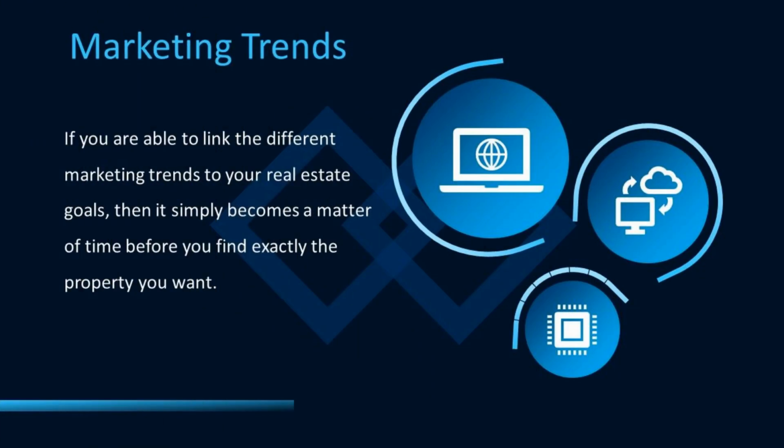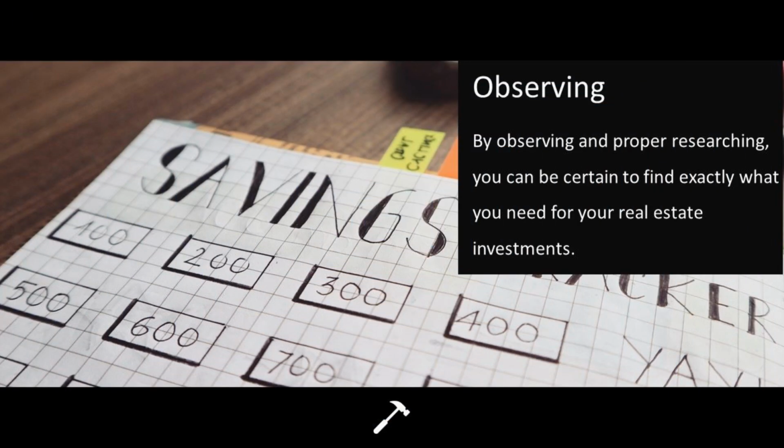If you're able to link the different marketing trends to your real estate goals, then it simply becomes a matter of time before you find exactly the property you want. By observing and properly researching, you can be certain to find exactly what you need for your real estate investments.